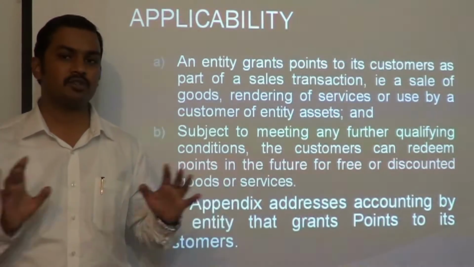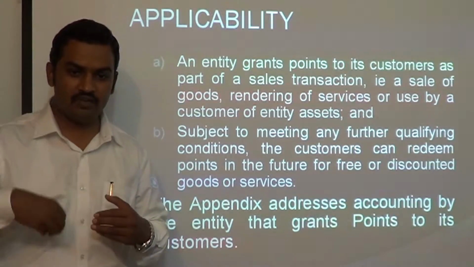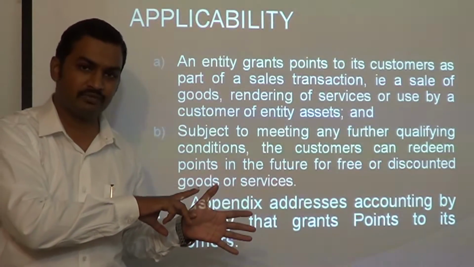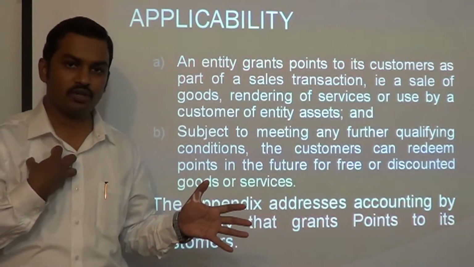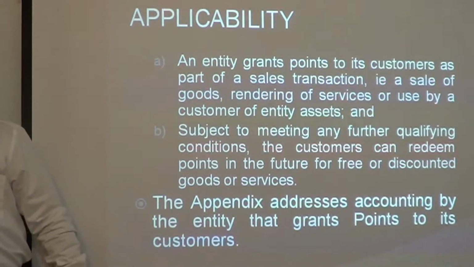How to account for them is not going to be covered by the standard. So when he buys goods and services and we are granting him some points, using these points he can get some goods at a discount or for free. How to account for it in the books of the program operator is what we are going to discuss in this appendix. Okay, let us go ahead.